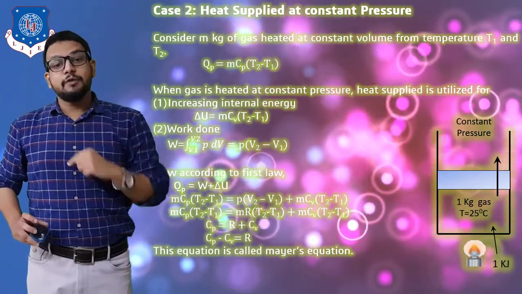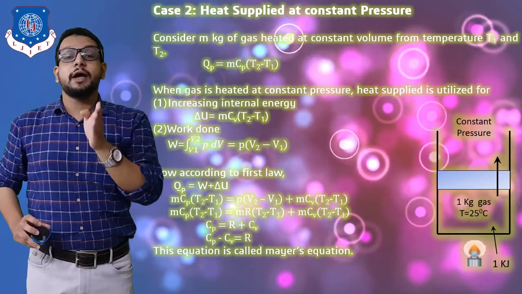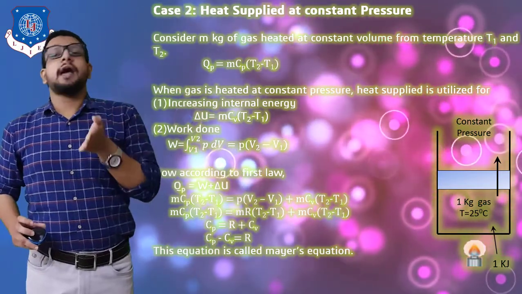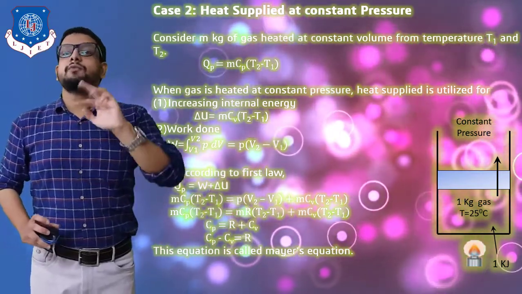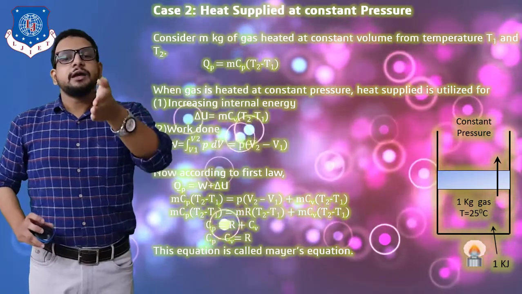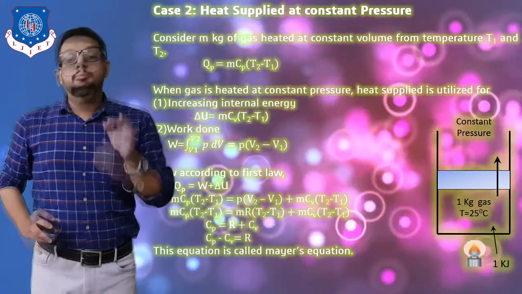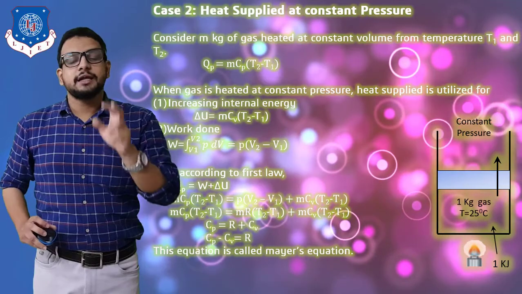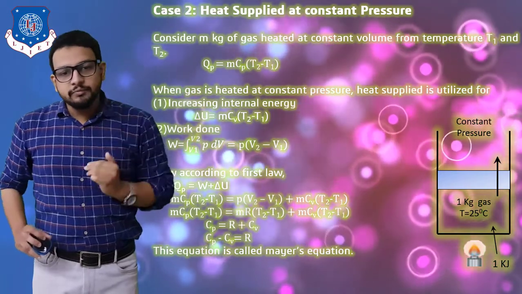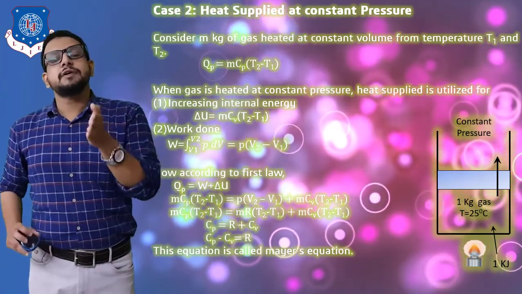Okay, so in the next step I have written mCp(T2 minus T1) is equal to, I have converted P(V2 minus V1) into mR(T2 minus T1), as we know our characteristic gas equation, that is PV is equal to mRT. So from that I have written PV2 is equal to mRT2. Now taking mR common, the equation can be written as mR(T2 minus T1) plus mCv(T2 minus T1). Now further, from both sides we can cancel out m into (T2 minus T1). So what will be the final equation? It is going to become Cp is equal to R plus Cv, and so finally we can write Cp minus Cv is equal to R.